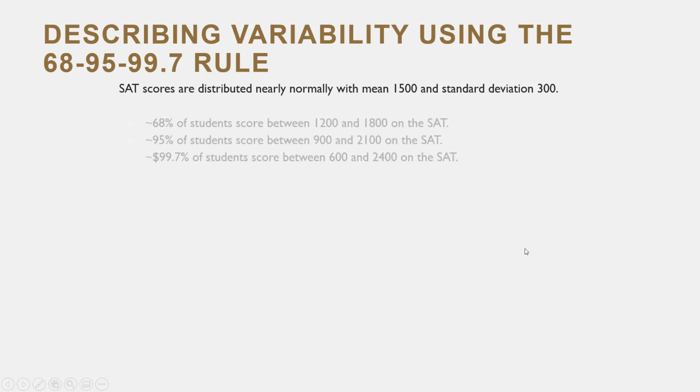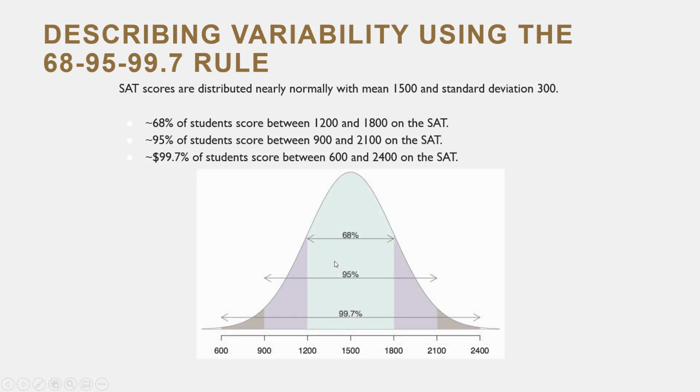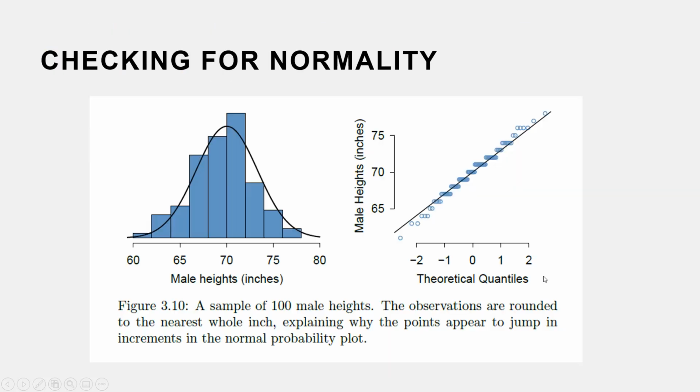Let's say in this example that we have a nearly normal distribution of SAT scores at some school, with mean 1500 and standard deviation 300. Based on the rule we described, 68% of the students will score between 1200 and 1800, 95% will be between 900 and 2100, and 99.7% of students score between 600 and 2400.